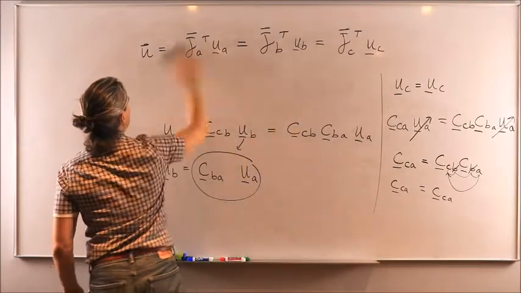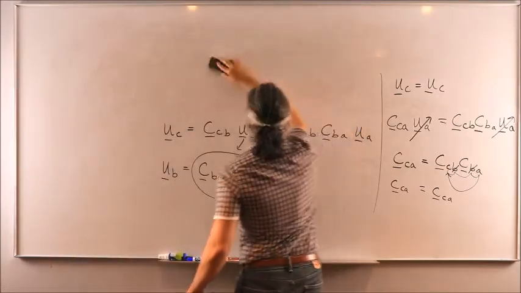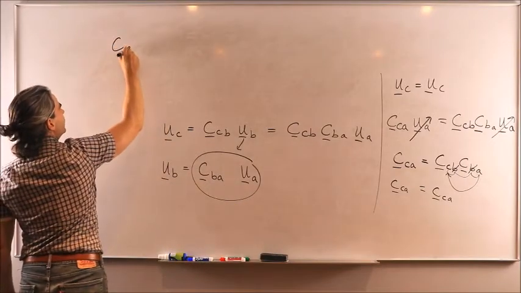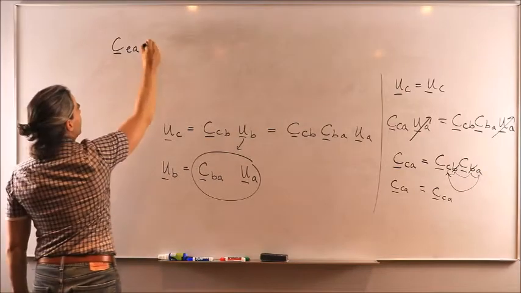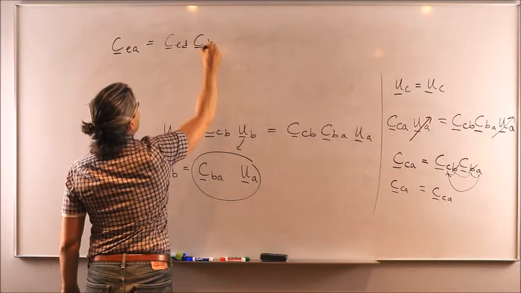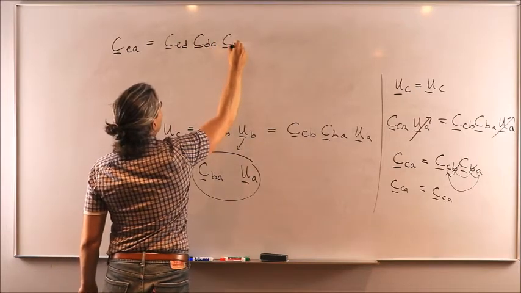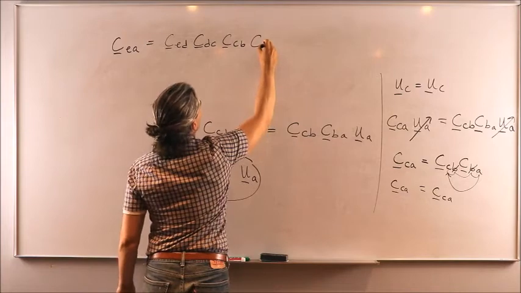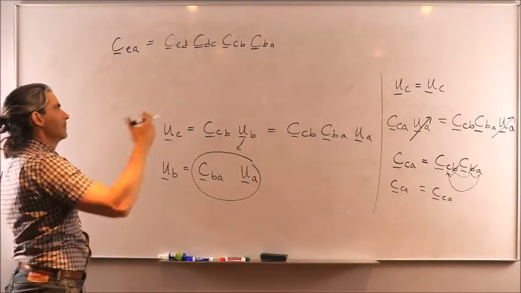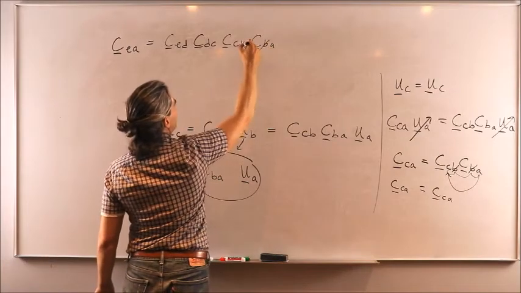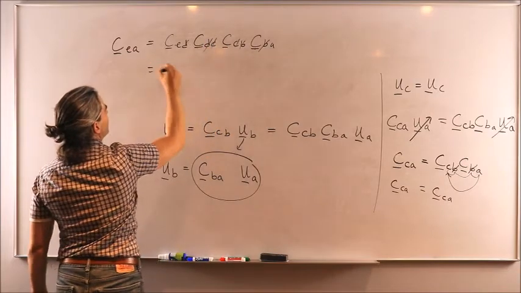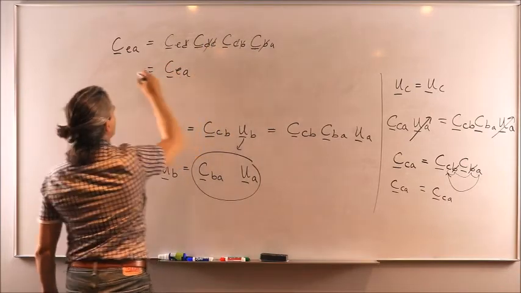Quick example on that. If you're looking for CEA, well, you can say that this is CED, CDC, CCB, CBA, okay? You can stack them as much as you want. The B's cancel out because they're next to each other. The C's cancel out, D's cancel out, and indeed you're left with C, E, A on that side.